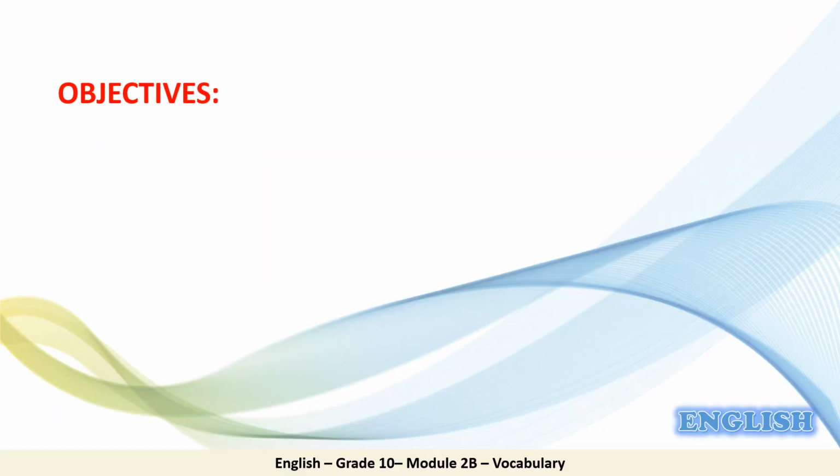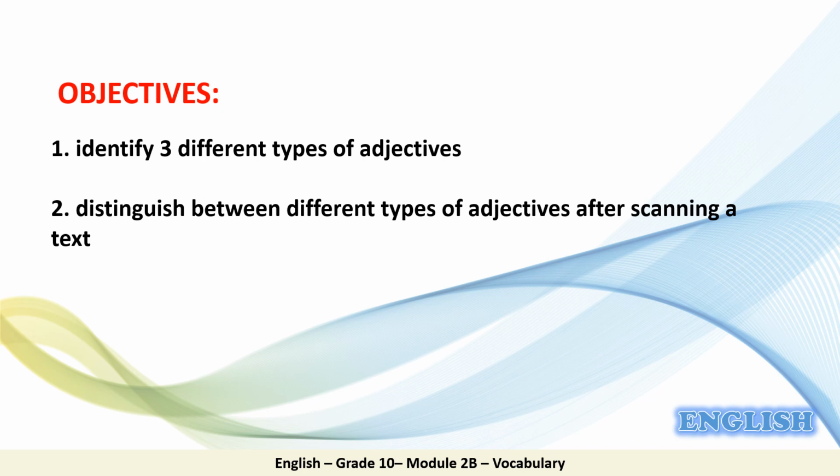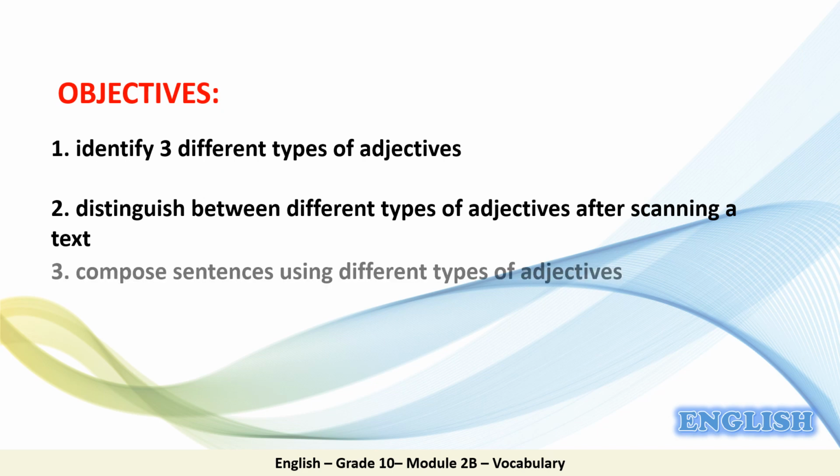In today's lesson, we have three objectives. 1. Identify three different types of adjectives. 2. Distinguish between different types of adjectives after scanning a text. 3. Compose sentences using different types of adjectives.